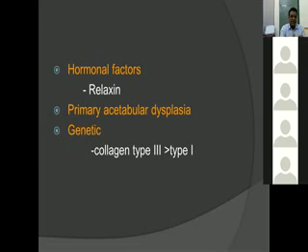Then coming to the genetic factors. Normally in the ligaments, type 1 collagen will be more, but in this abnormal genetic problem, there will be an increased level of type 3 collagen, which leads to ligament laxity. The next cause is idiopathic or primary. We don't know the etiology of why the acetabulum has been dysplastic or has abnormal growth.